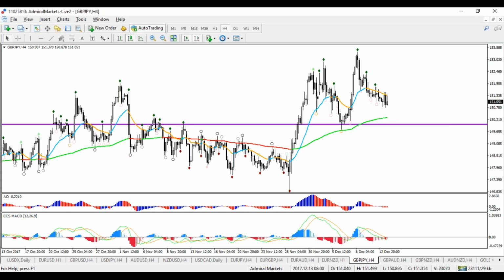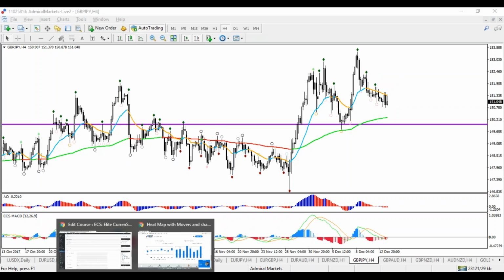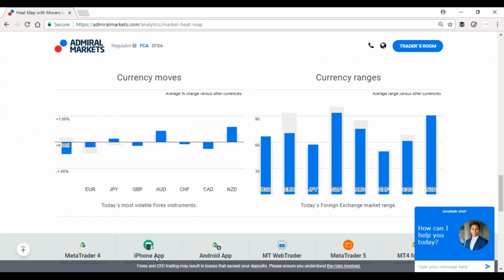But obviously, there's a lot of indecision at this moment. So from this point of view, it depends a lot on the upcoming news event.